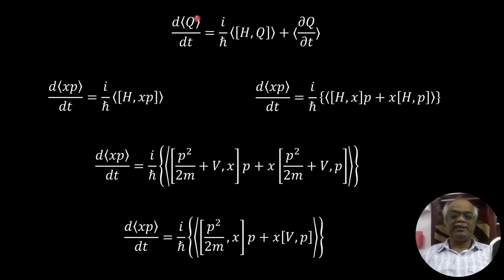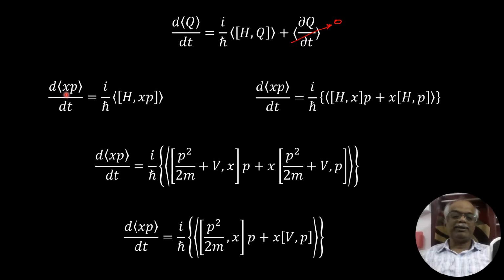From the Schrodinger picture, also as shown in equation 3.73, we know the time derivative of the expectation value of an operator Q is equal to i over h-bar times the expectation value of the commutator of the Hamiltonian with the operator, plus the expectation value of the partial time derivative of the operator, if there is explicit dependence on time. Now generally it will be 0 because there is no explicit time dependence, so you can take only the first term.